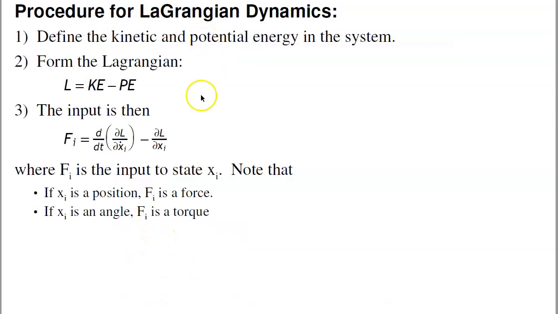We'll be using that. The procedure for Lagrangian dynamics is as follows. First, define the kinetic energy and potential energy in the system. Form the Lagrangian, then take the full derivative with respect to t of the partial derivative with respect to x dot, minus the partial derivative with respect to x. If x is a position, F is going to be a force. If x is an angle, F is a torque.